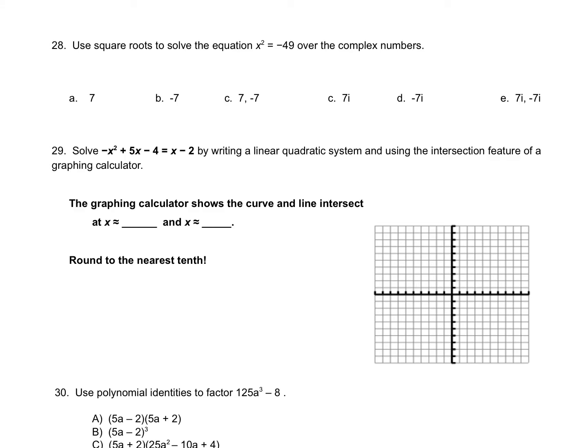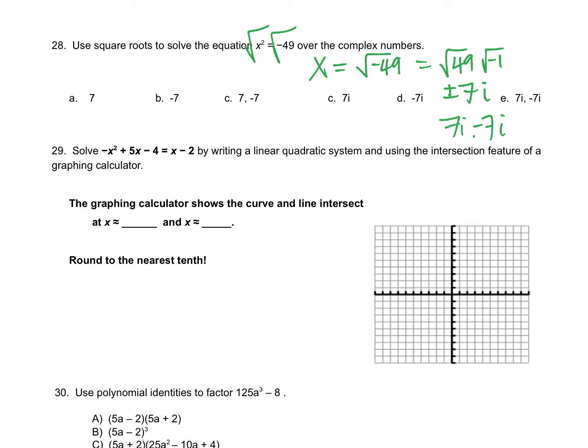All right, we are on page 5 of the final exam review, and number 28 is solving an equation using square roots. So all we're going to do is take square roots from both sides. This gives me x on the left-hand side, which is equal to the square root of negative 49. But remember, the square root of negative 49 can be the square root of 49 and the square root of negative 1. Well, the square root of 49 is positive and negative 7, and the square root of negative 1 is i. So we get positive 7i and negative 7i as both of our answers. So that's letter choice E.